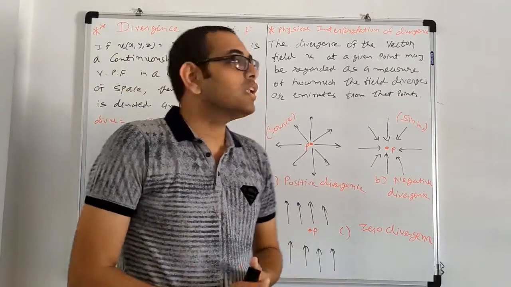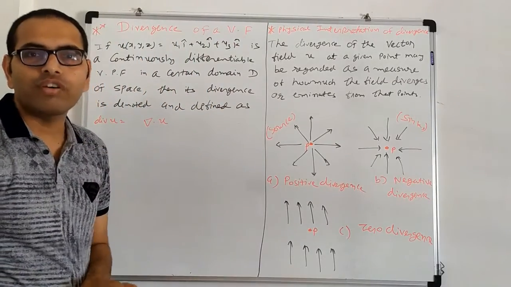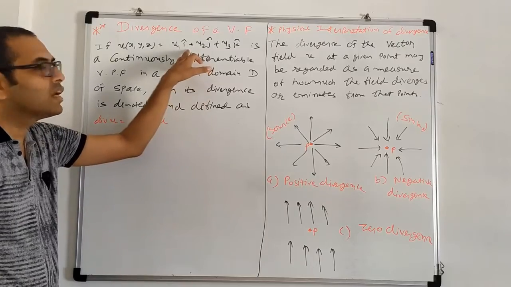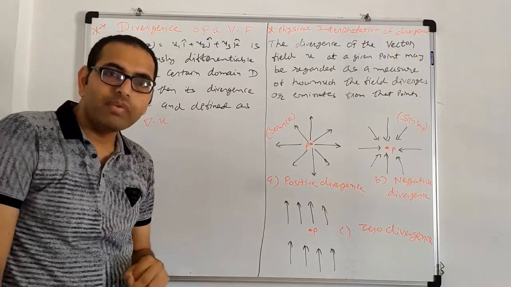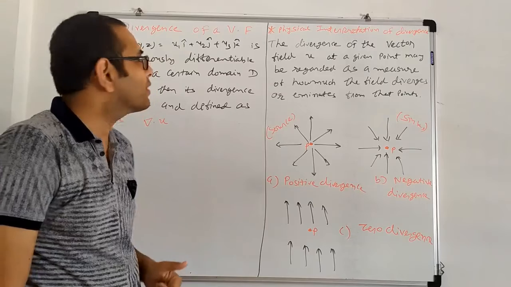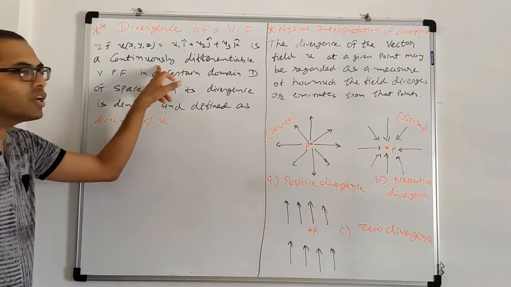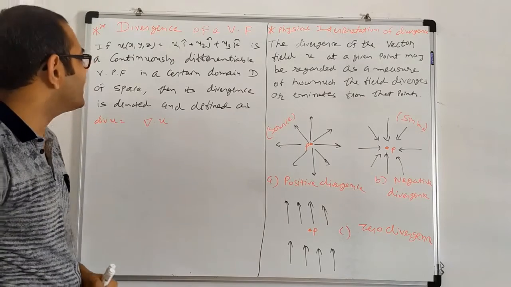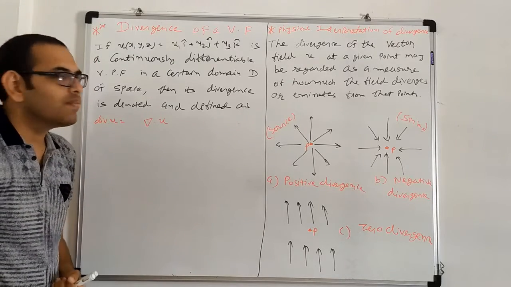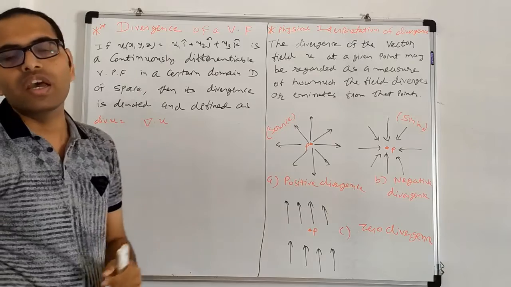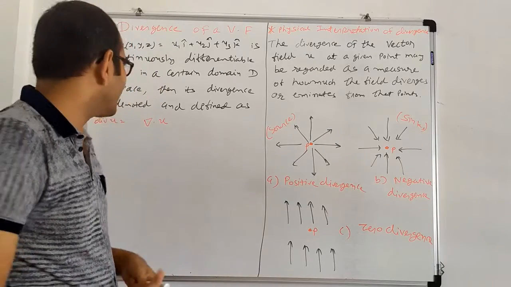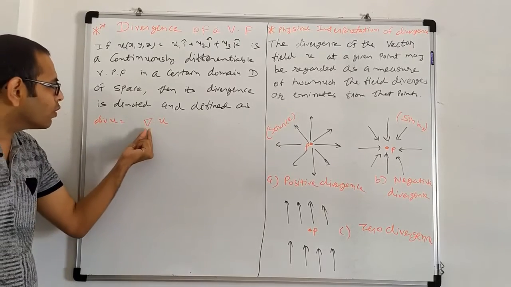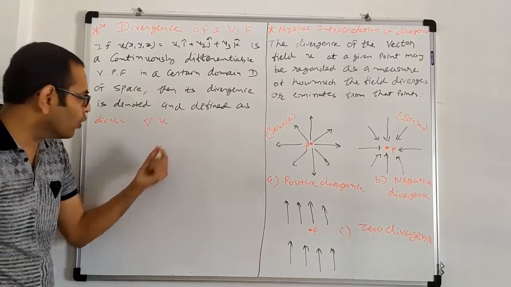Today's lecture we learn about divergence of a vector field. If u(x,y,z) = u1 i cap + u2 j cap + u3 k cap is a continuously differentiable vector point function in a domain D of space, then its divergence is denoted and defined as divergence of u, div u, equal to nabla dot u.